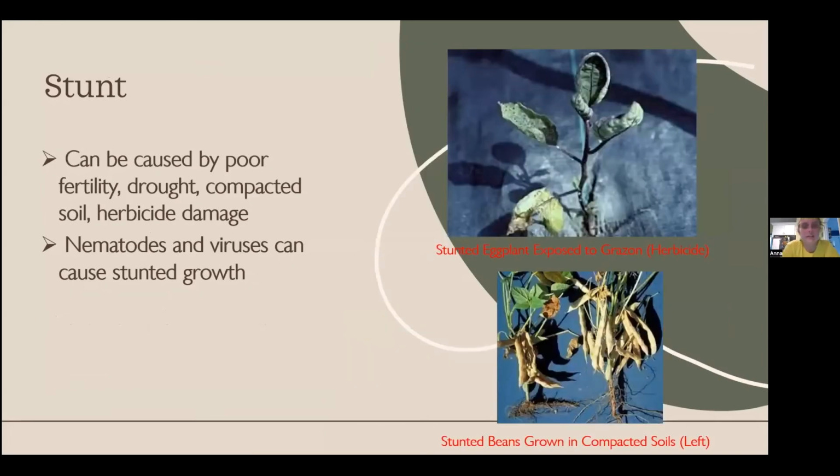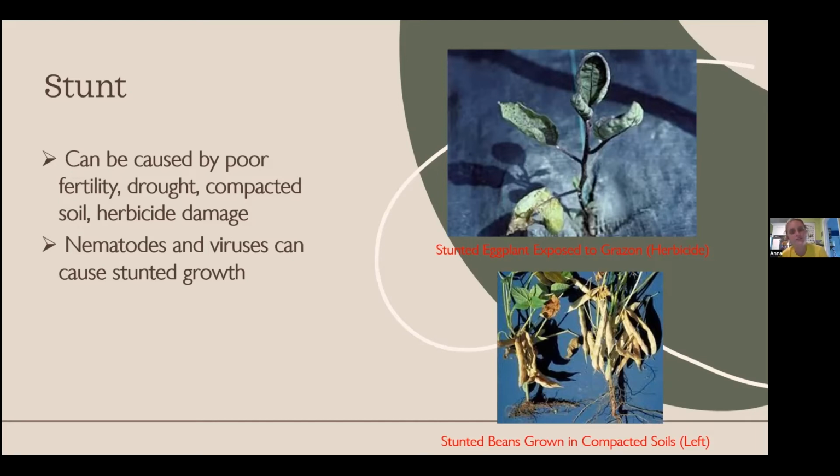Stunt is another good symptom. It can be caused by poor fertility in the soil, drought like we had back in June, or compacted soil, which can be something like maybe there's a house on the site you're trying to plant into the ground. It doesn't drain so well. There's no air pores in the soil structure. Herbicide damage can also cause stunting in young plants. Nematodes and viruses can also cause stunted growth.